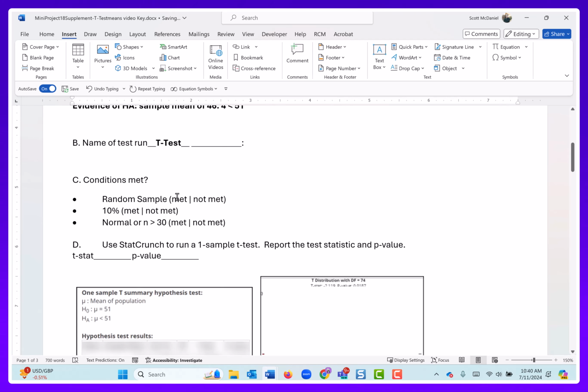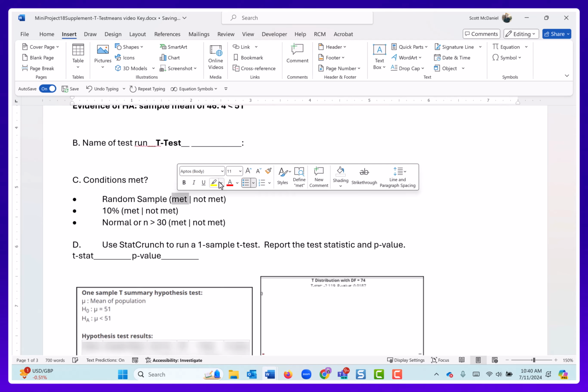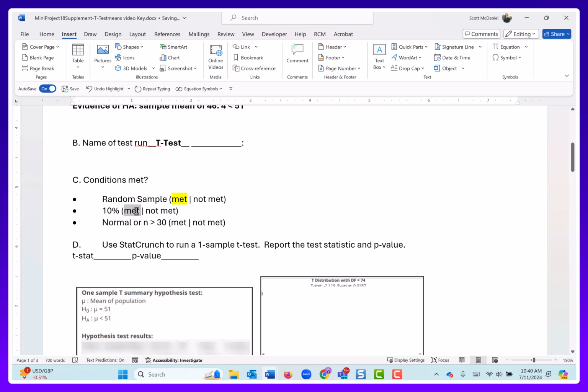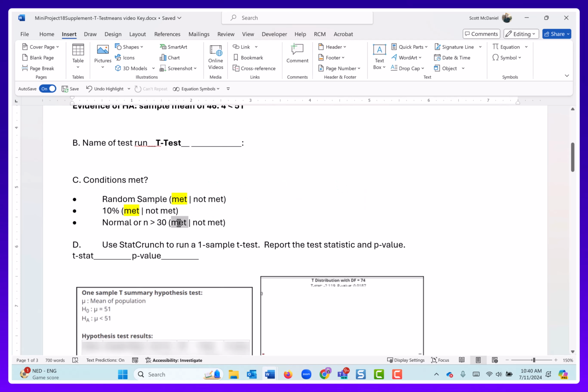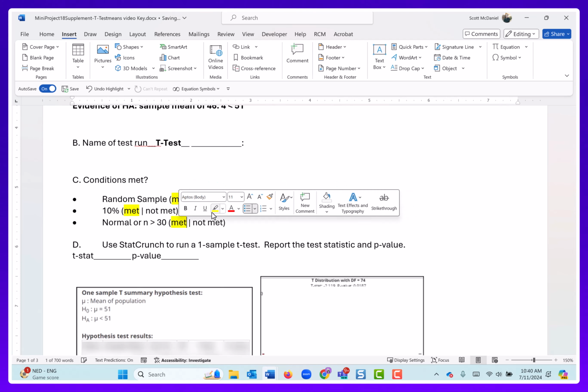And our conditions, we're assuming that they're met. It says it's a random sample. 10% condition, so we want to make sure that our sample is not too big. Almost never a problem in here. And then it needs to be bigger than 30 or roughly normal, and we're very lenient on the normality here, really, so long as there isn't extreme skew. So this is met. Our n is bigger than 30, so we don't even have to look at the graph.